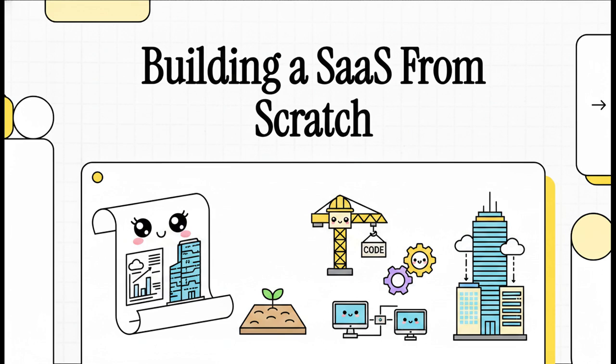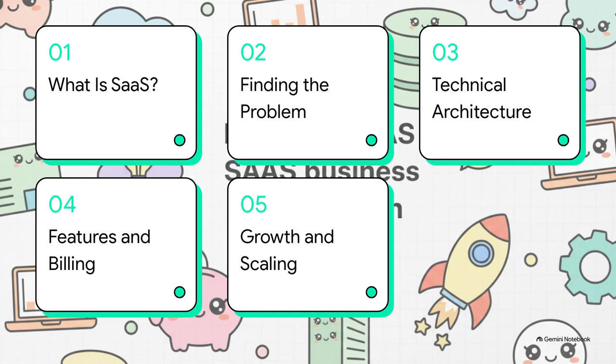Let's get into it. Okay, so here's our game plan for today. We'll be moving through 5 distinct phases. Phase 1, what SaaS actually is. Phase 2, finding the right problem. Phase 3, the technical architecture. Phase 4 covers core features and billing. And Phase 5 wraps up with growth, metrics, and scaling.